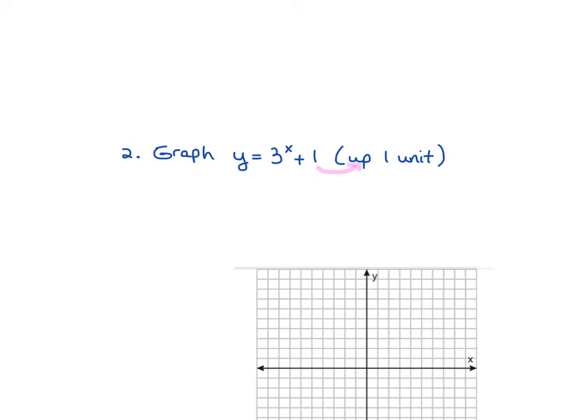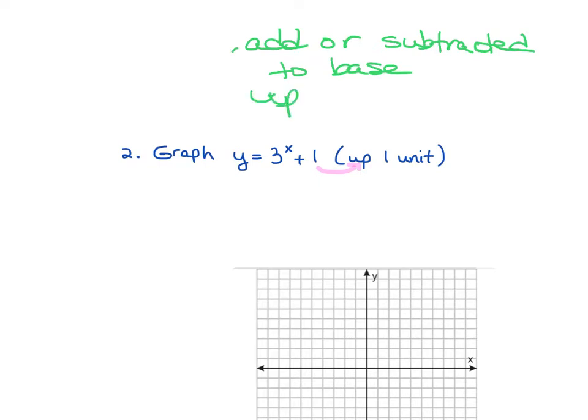3^x + 1. When something is added or subtracted to the base, that's going to be the shift up and down. So for add, it's going to be up, and if you're subtracting, it'll be a shift down. So this is to the base, yes?